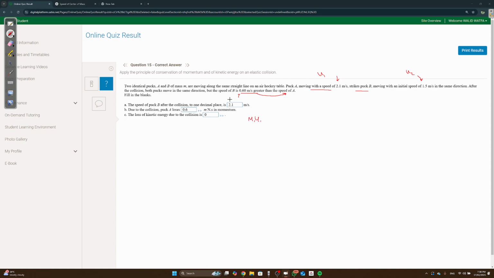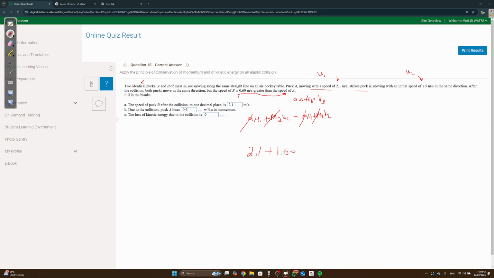It's elastic, obviously, because they didn't stick together. We want to find the velocity, so M1 U1 plus M2 U2 is equal to M1 V1 plus M2 V2. Are the masses identical? Yes. So U1 is 2.1, and the other one is 1.5, in the same direction, equals V1 and V2. We don't know them, so we're just going to call them VA and VB. We know VB is 0.6 plus VA.